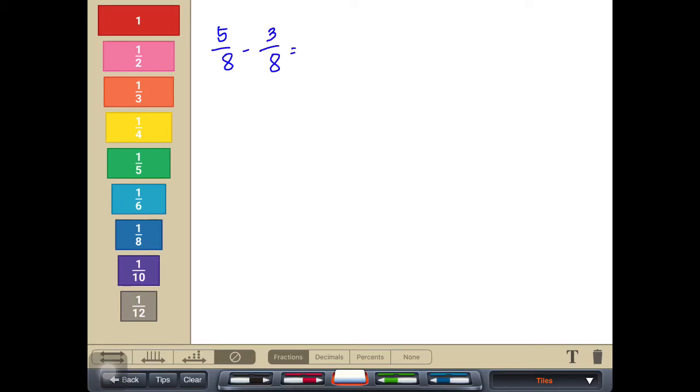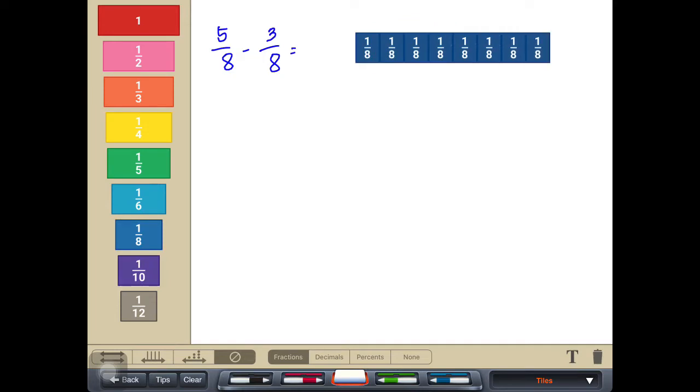We want to subtract 3/8 from 5/8. So we have to show first where 5/8 is. So divide the whole into 8. Show 5/8 of it. So this will be the 5/8. Okay, so that's the 5/8.